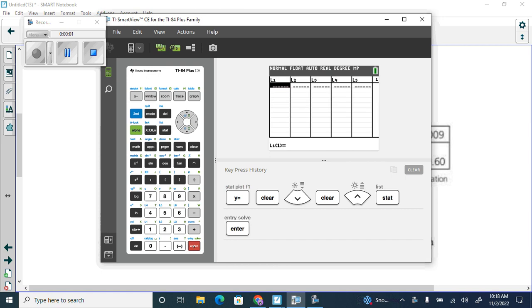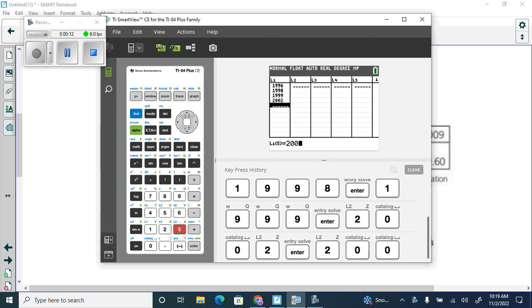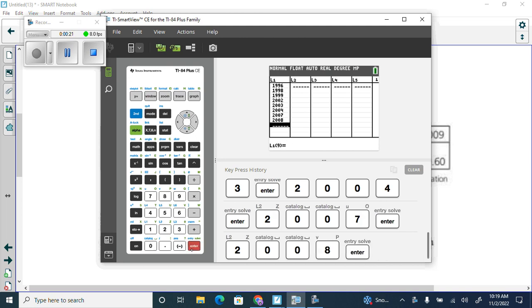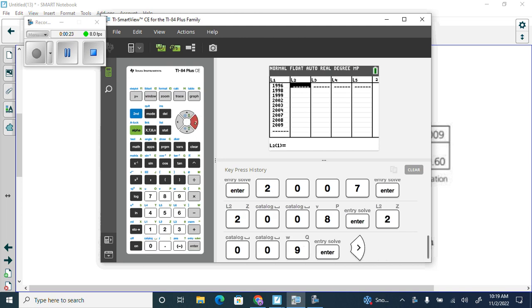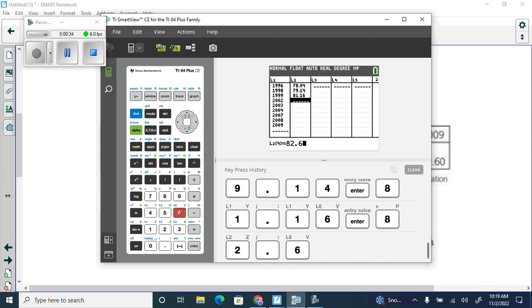We go to edit, and we type in our data: 1996, 1998, 1999, 2002. Make sure you have all your entries in. 2003, 2004, 2007, 2008, 2009, then arrow over: 78.04, 79.14, 81.16. And this is talking about the distance that a bike rider rides in an hour for the Guinness Book of World Records.